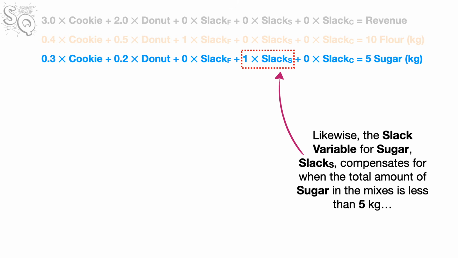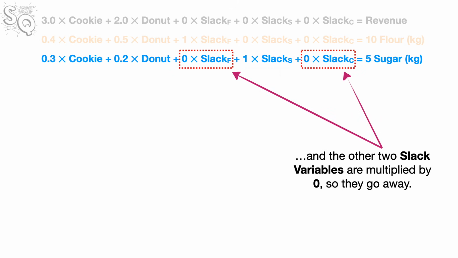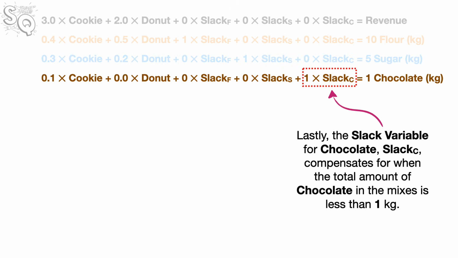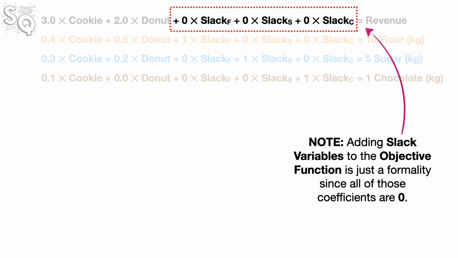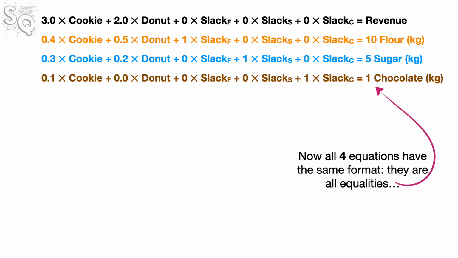Likewise, the slack variable for sugar, slack s, compensates for when the total amount of sugar in the mixes is less than 5 kilograms. And the other two slack variables are multiplied by 0, so they go away. Lastly, the slack variable for chocolate, slack c, compensates for when the total amount of chocolate in the mixes is less than 1 kilogram. Note, adding slack variables to the objective function is just a formality since all of those coefficients are 0. Now all 4 equations have the same format.